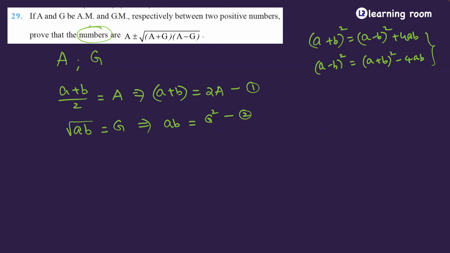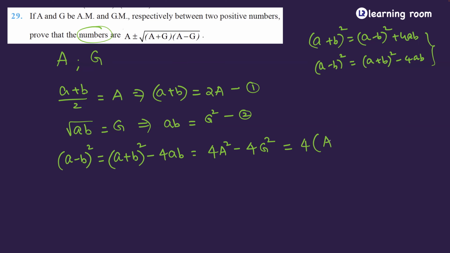We need to prove that the numbers are A plus or minus root of (A plus G) into (A minus G). So if I need to find the numbers, wherever I have a plus b, what is it that we need to consider? You need to consider (a minus b) the whole square. So (a minus b) the whole square is going to be equal to (a plus b) the whole square minus 4ab. So (a plus b) the whole square means (2A) square, that is 4A square, minus 4ab, which is going to be 4G square. What can I take out common? 4 into, can I write this as (A plus G) into (A minus G)?